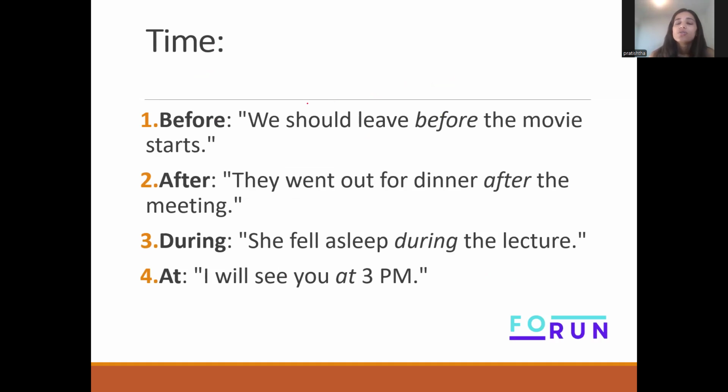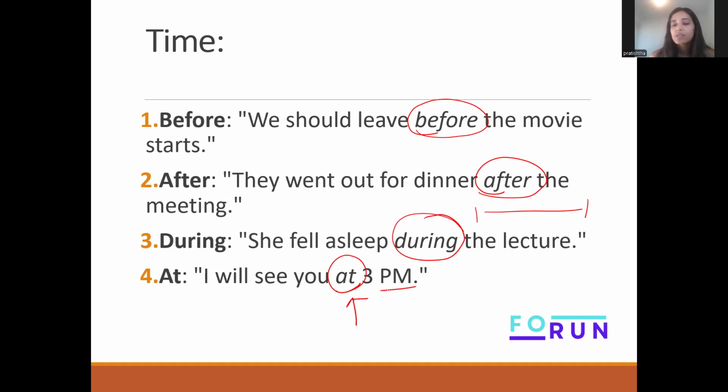Time. It should talk about the time. We should leave before the movie starts. So it's the time before the movie starts. They went out for dinner after the meeting. So it talks about the time after the meeting. She fell asleep during the lecture. So what was the time? It was during that lecture time. I will see you at 3 p.m. Exactly at 3 p.m. Time is mentioned.